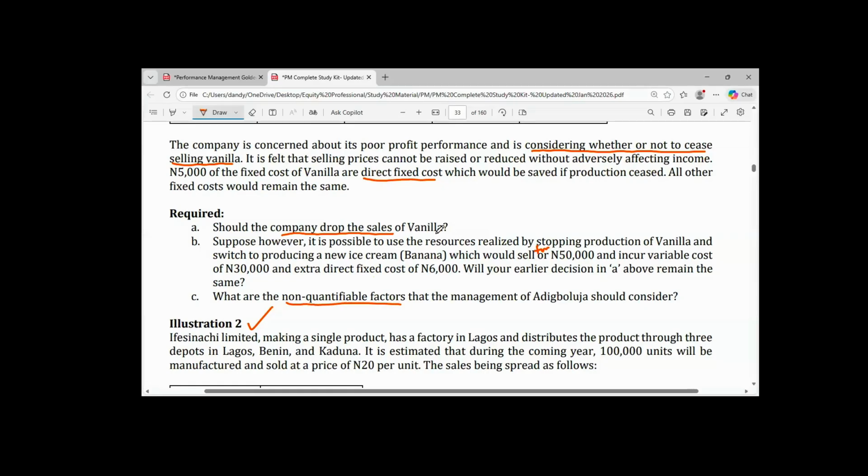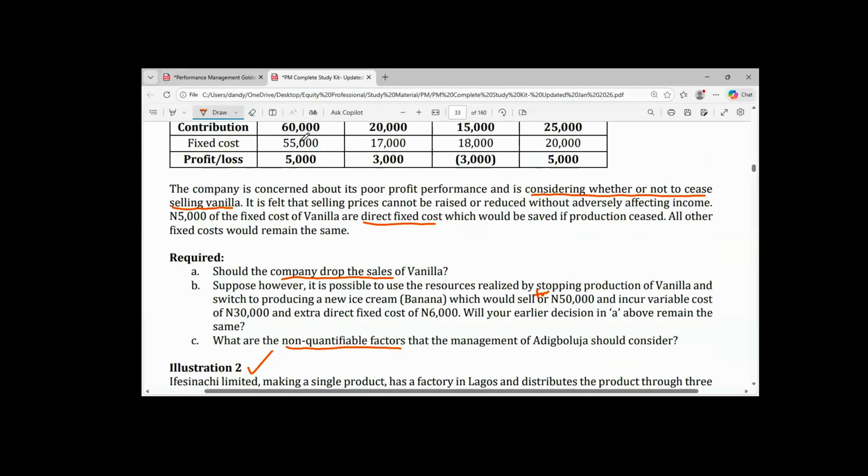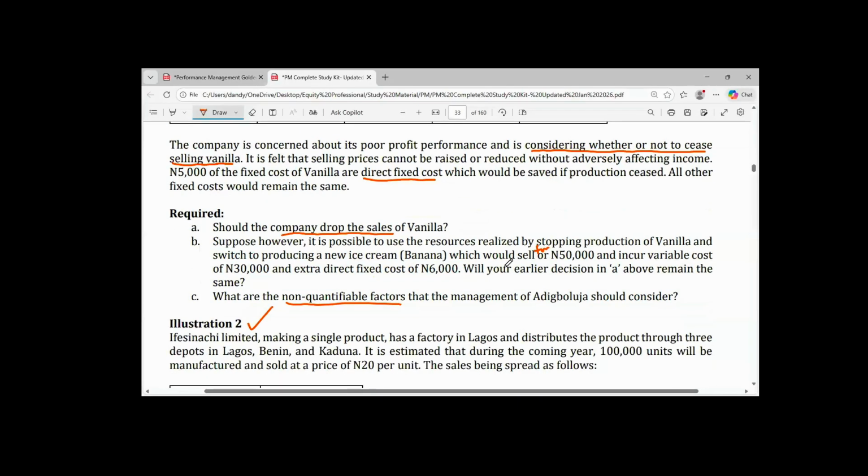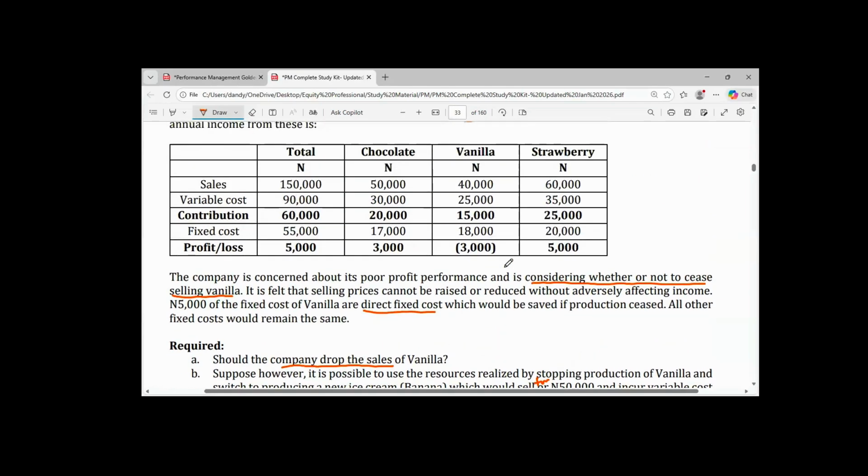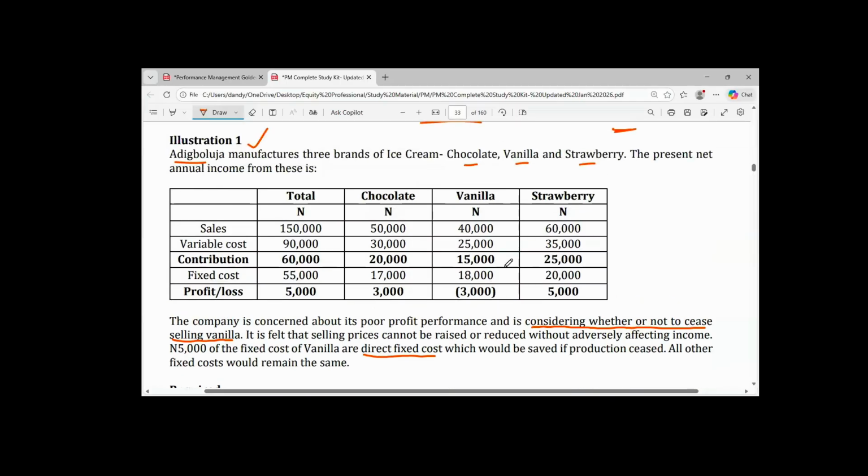All right, thank you, Olalekan. Yes, that is the question. In requirement A, you are to advise whether Adigboluja should drop the sale of vanilla. When you look at the question, Adigboluja manufactures 3 different brands of ice cream: chocolate, vanilla, and strawberry. So the company is now asking you whether they should drop the sale of vanilla.